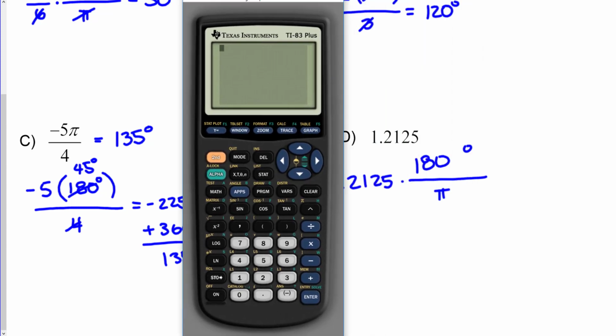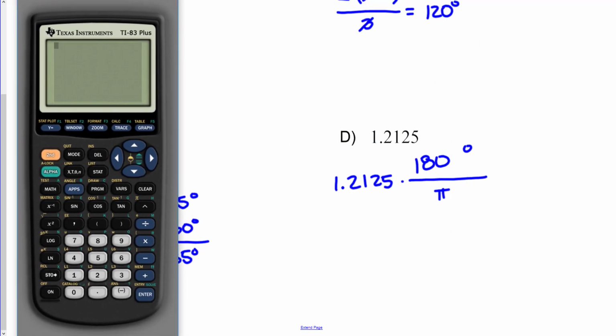All right, so 1.2125 times 180 divided by second pi. And I get 69.47 degrees.